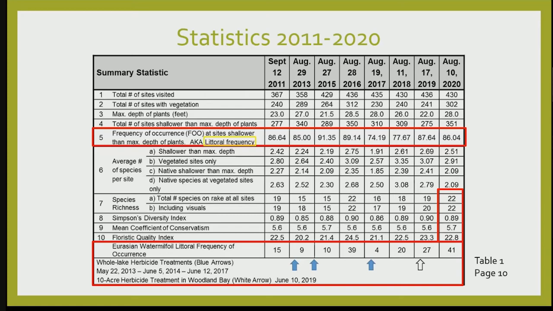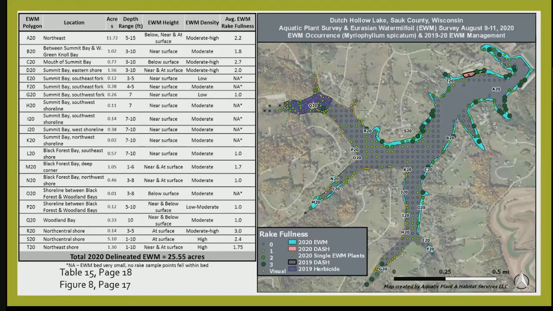This map and this table are found on pages 17 and 18. The map illustrates the Eurasian water milfoil frequency as already presented with the rake fullness dots of 1, 2, and 3, but it also shows us the milfoil beds. As I mentioned, I did a milfoil bed survey where we drove around the lake and mapped where the dense Eurasian water milfoil beds occurred.